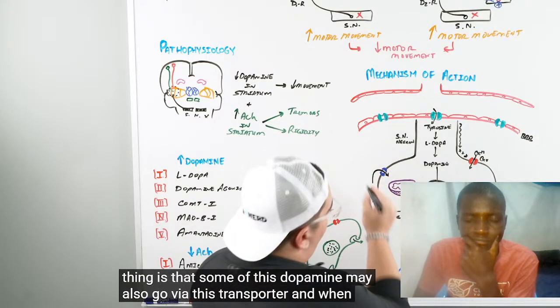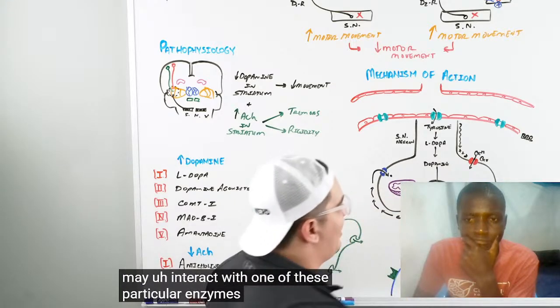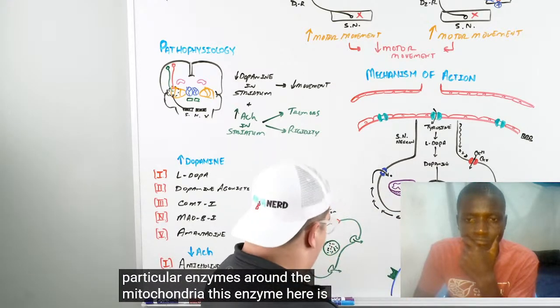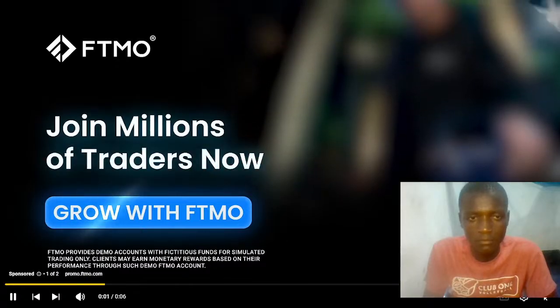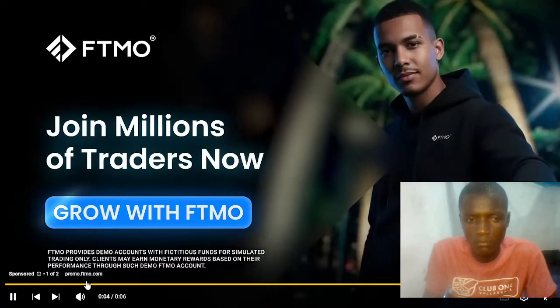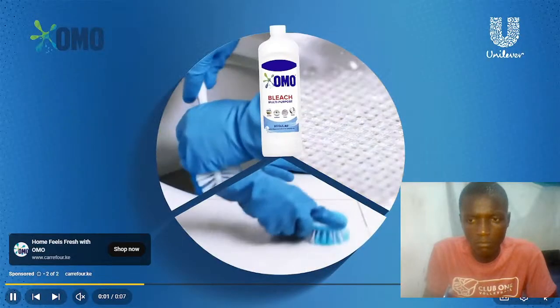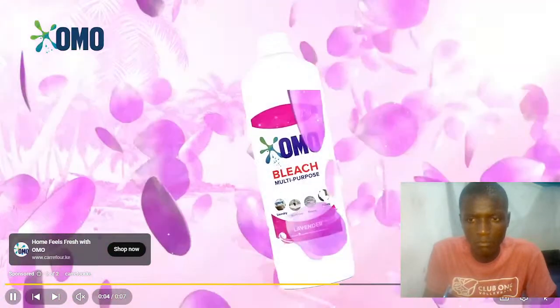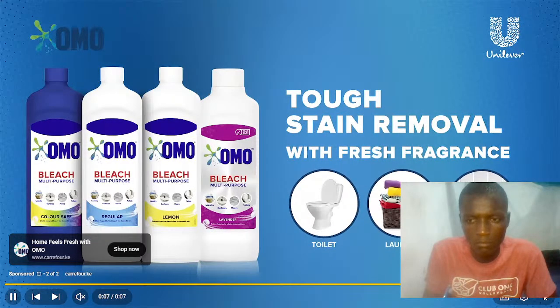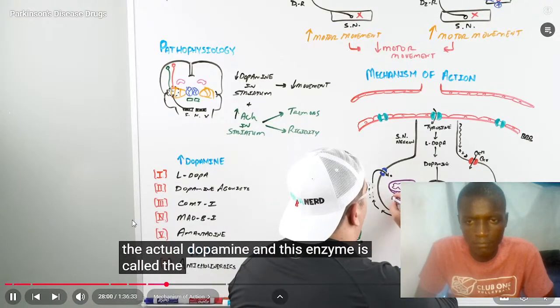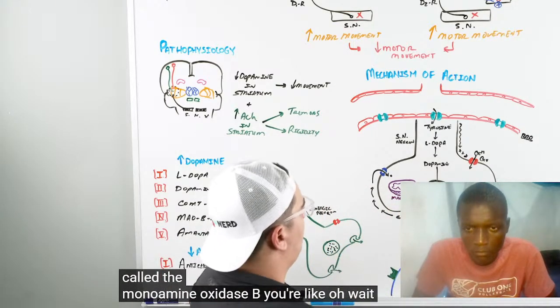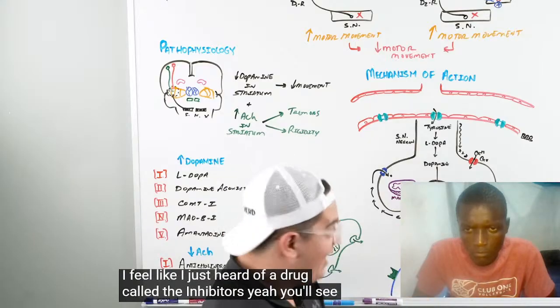And when it gets taken up via this transporter, it may interact with one of these particular enzymes around the mitochondria. This enzyme here is very interesting because it does not like it to be recycled. Dopamine. And this enzyme is called the monoamine oxidase B. You're like, oh wait, I feel like I just heard of a drug called the inhibitors. Yeah, you'll see how they come into play here.